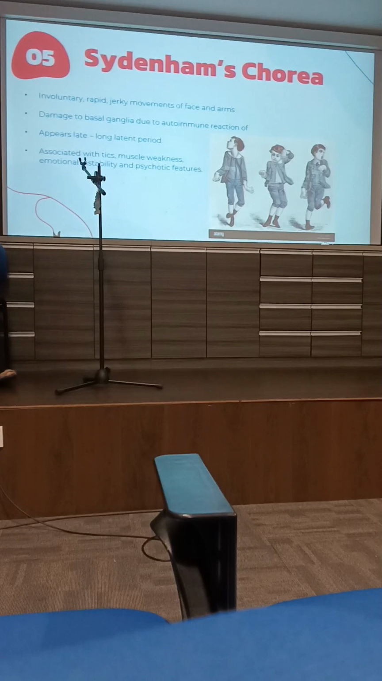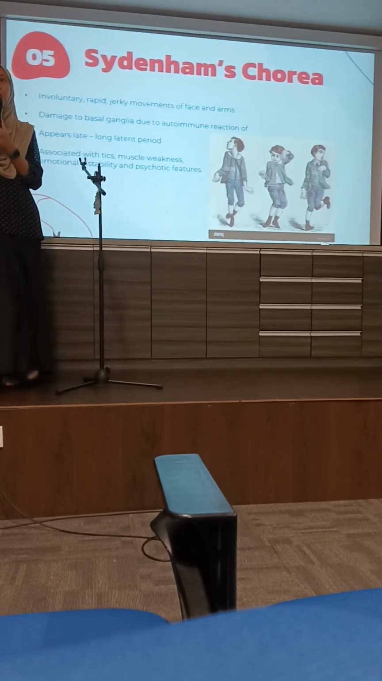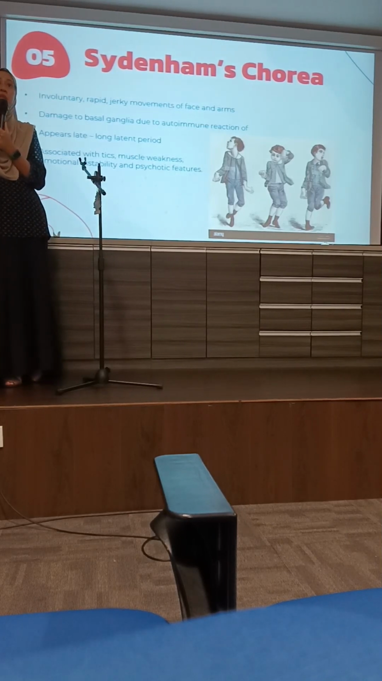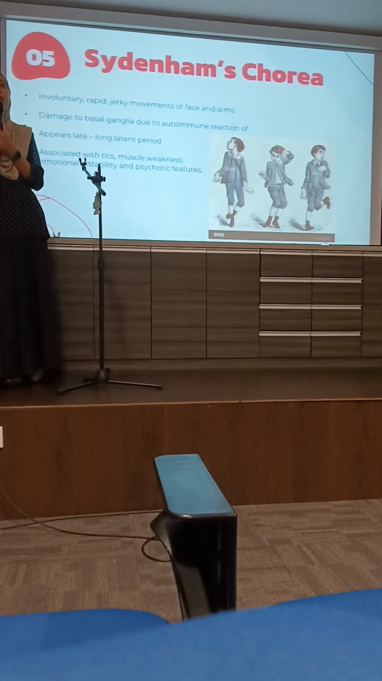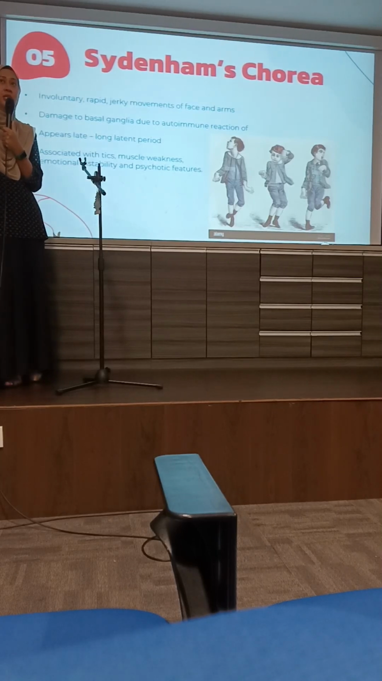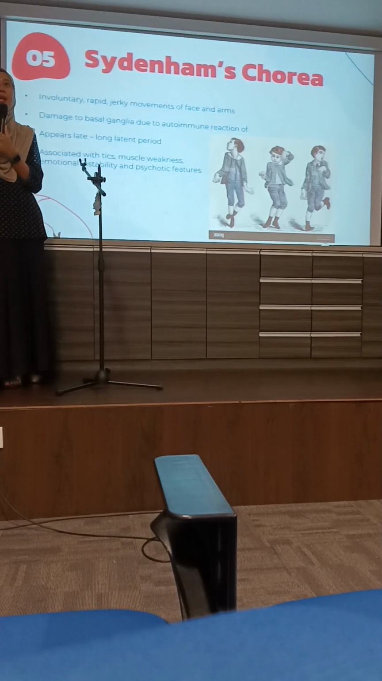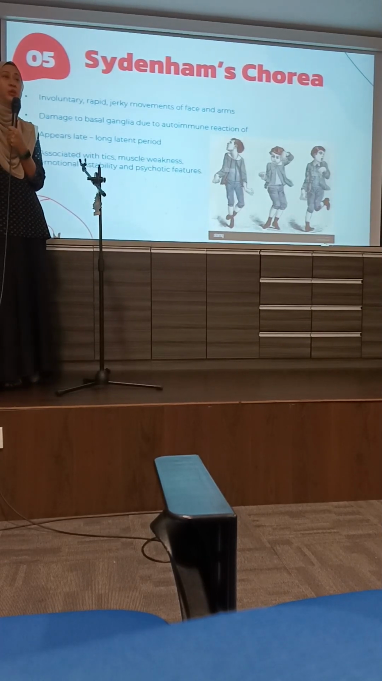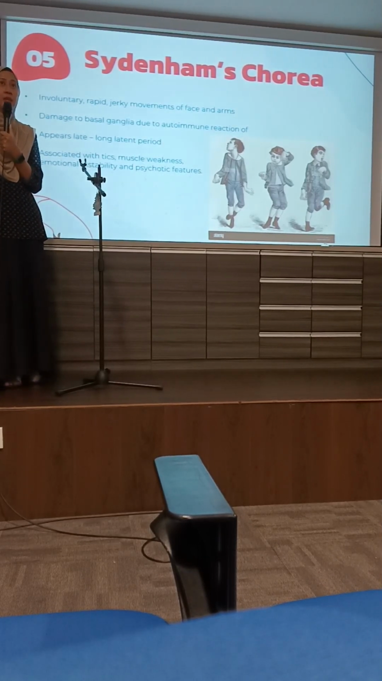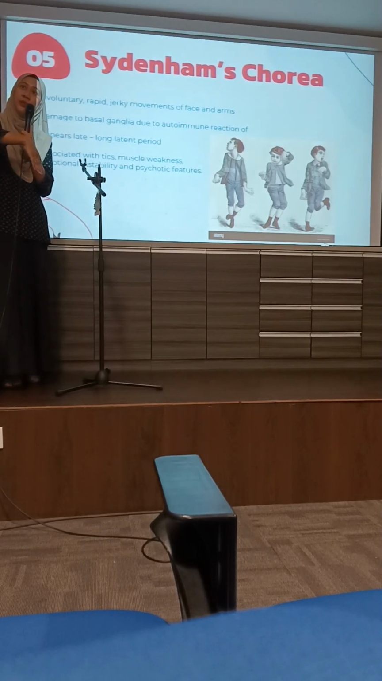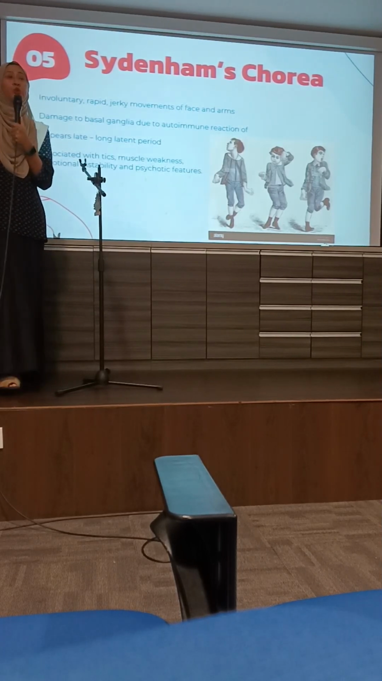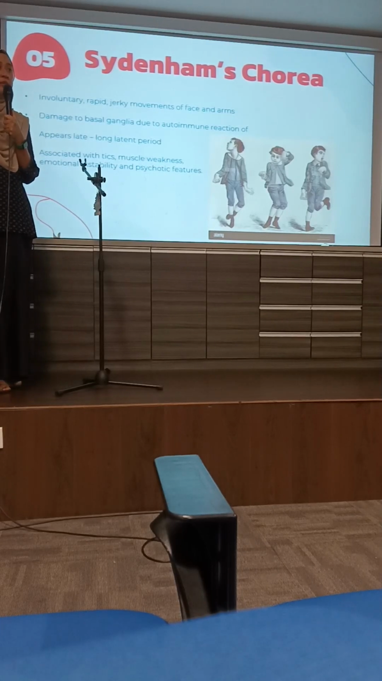And finally, the fifth manifestation is Sydenham's chorea. This is when the antibody attacks your basal ganglia, and they present with involuntary, rapid, jerky movements, like they're dancing, sort of. It typically presents much later than the other clinical manifestations. This one typically presents 4 to 6 weeks after you've had that pharyngitis.